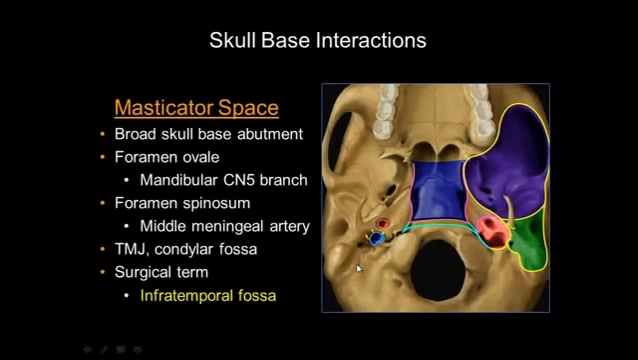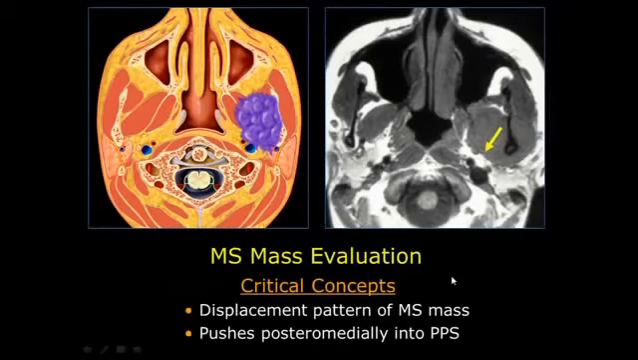In terms of masticator space abutment, it's a very broad abutment of the undersurface of the zygomatic arch. Remember, there's no fascia under the zygomatic arch, so it can go through and through from the infrazygomatic to the suprazygomatic masticator space. The foramen ovale and the foramen spinosum are both within the confines of the superficial layer of deep cervical fascia. The TMJ is in this area as well, and so we have all kinds of lesions that can occur here. If you have a masticator space tumor or mass, it enlarges.